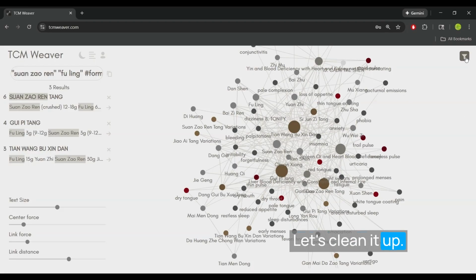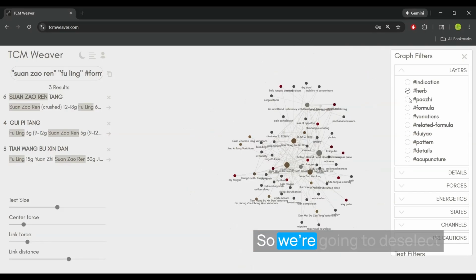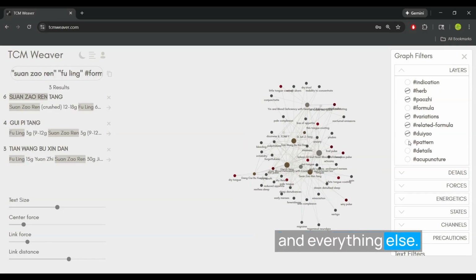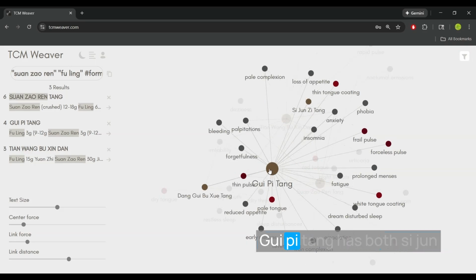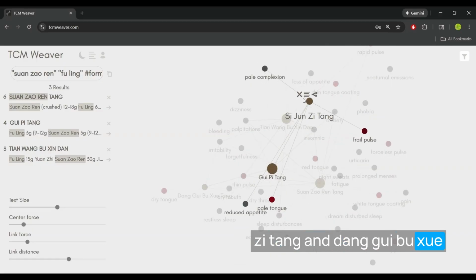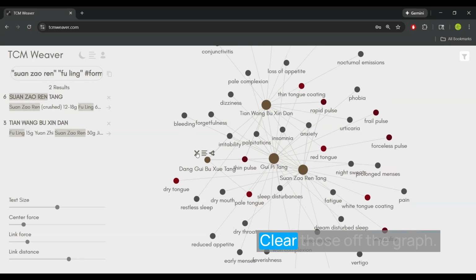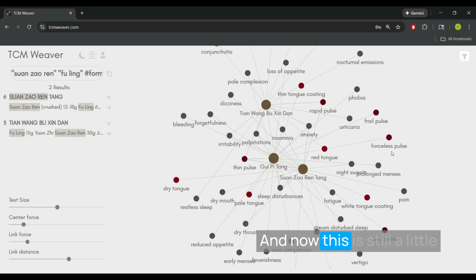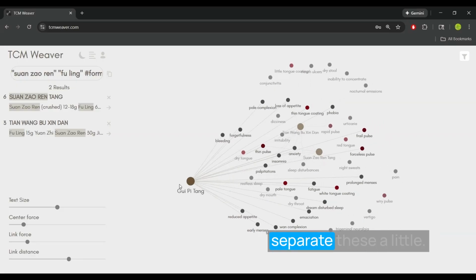Let's clean it up. We're going to look at indications. So we're going to deselect herbs, Pauger, variations, and everything else. We need to keep formulas up, otherwise we will lose the name. But you'll see what happens. Guipi Tong has both Sejunza Tong and Dongui Bushui Tong in it, so we're going to have to close those out, clear those off the graph. And now this is still a little messy, so we're going to separate these a little.